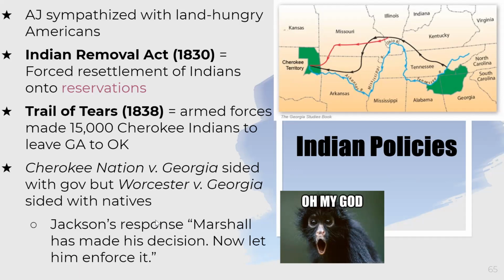Jackson took a very, very ballsy move and said, you know what? Marshall made his decision. Now let's see him enforce it. That's like insane. That basically the Supreme Court just checked the other two branches. They checked Congress's ability to pass the Indian Removal Act and Jackson being able to enforce it because he's the leader of these armed troops. So John Marshall's trying to check the other two branches, and Jackson just goes, okay, don't have to listen to you, and kept going. So we seemingly just ignored a check and balance, and he got away with it.